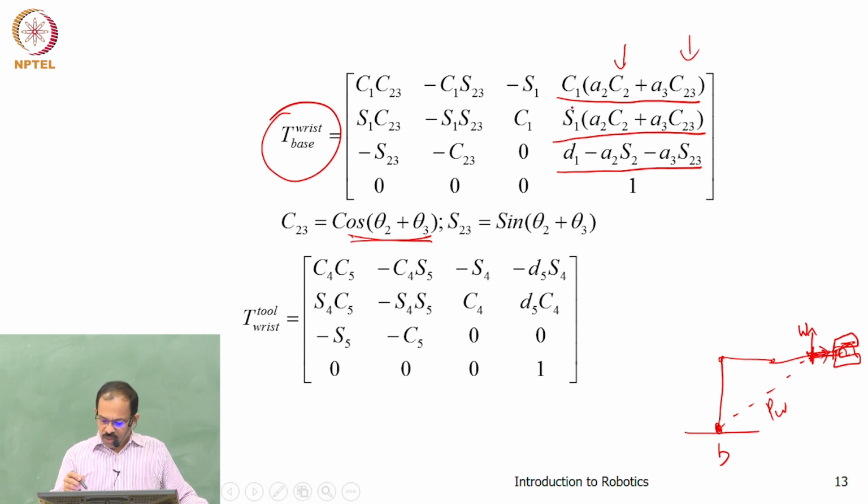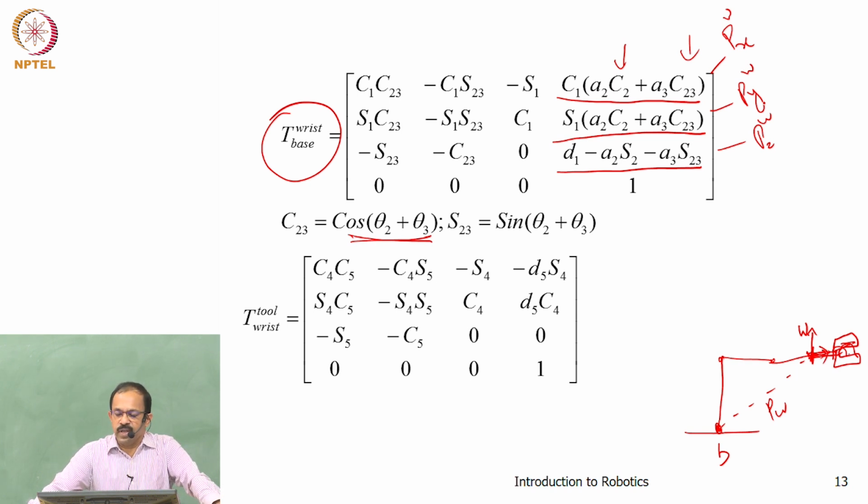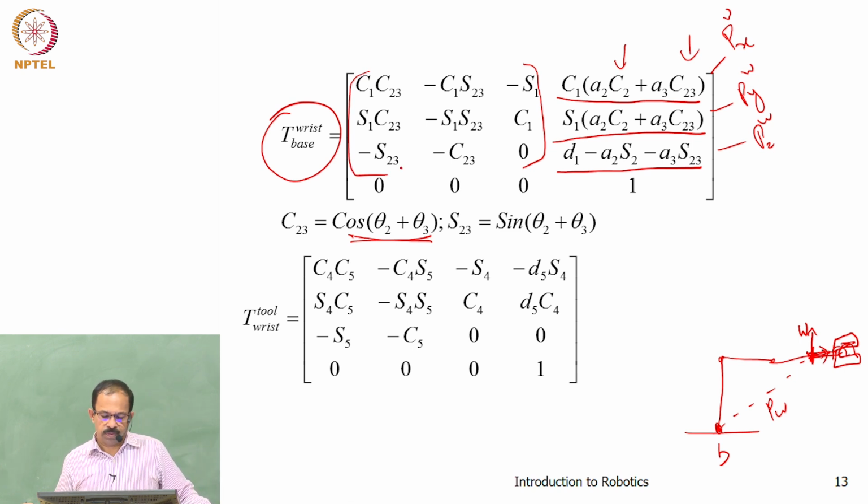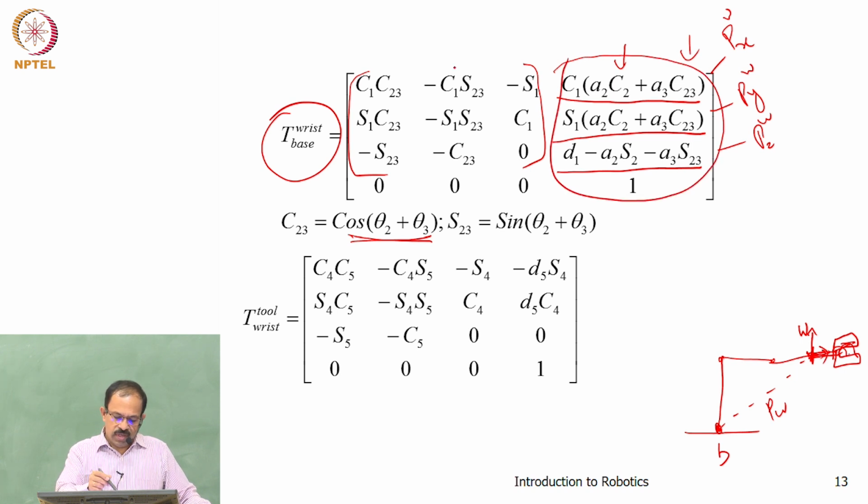So this says that the position of the wrist is A2C2 plus A3C23, multiplied by C1, that is the PXW, and this is PYW, and this is PZW. That is the position of the wrist in XYZ with respect to the base frame, and the orientation of the wrist with respect to the base frame is given by this matrix. So this is the position vector of the wrist point, and this is the orientation of the wrist frame with respect to base.